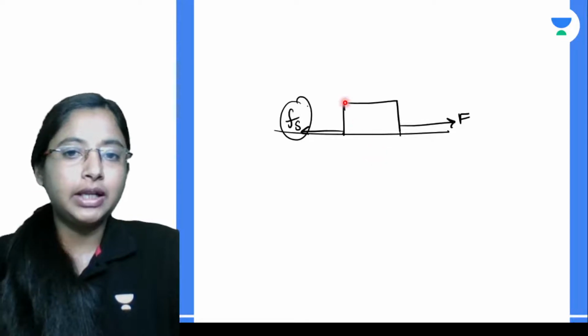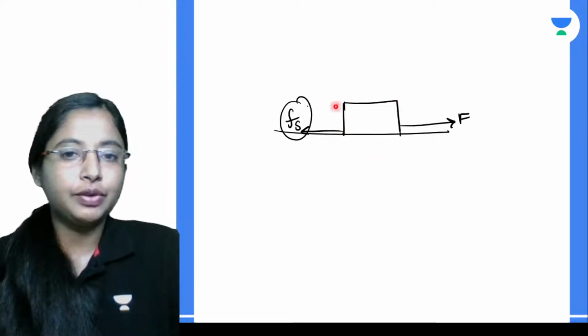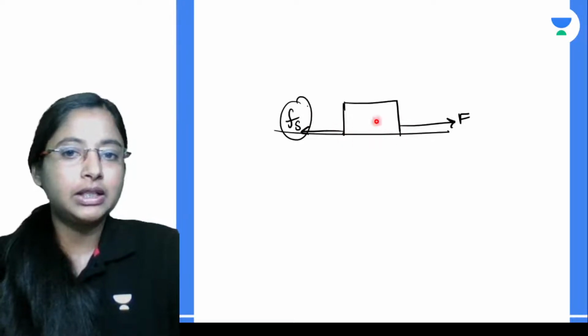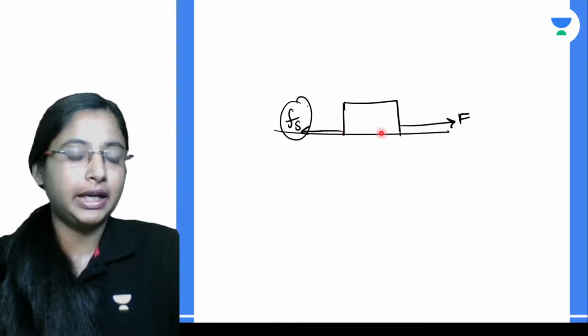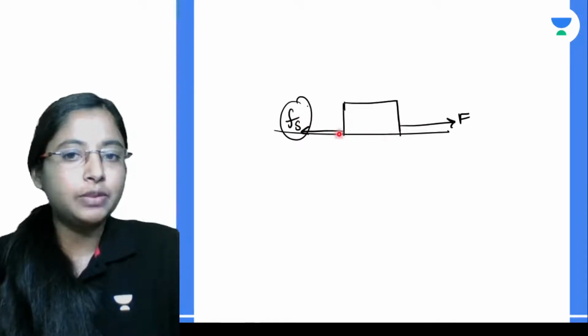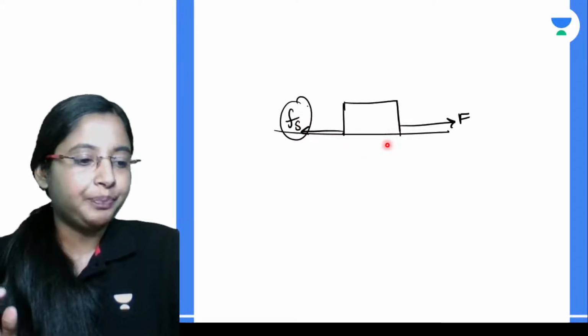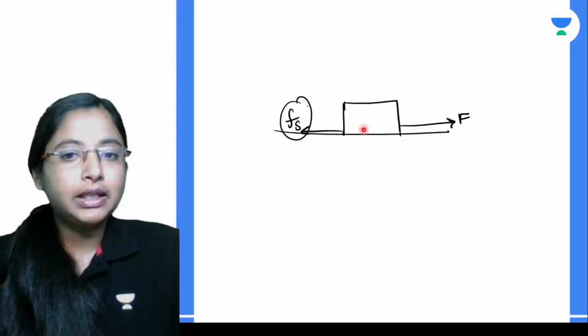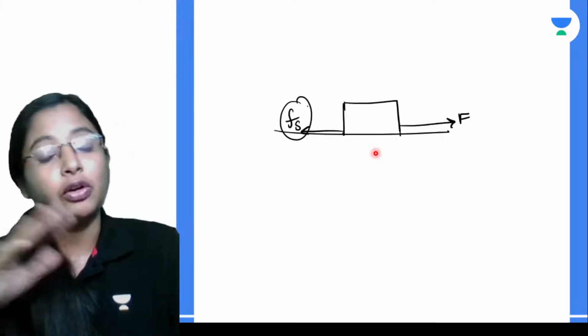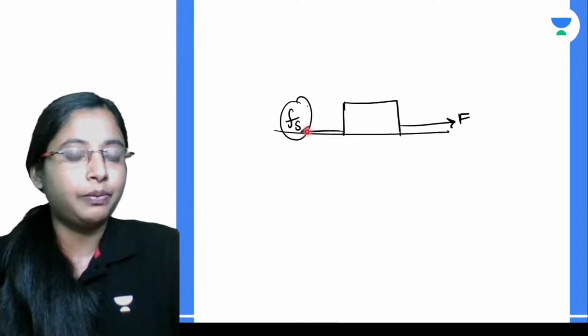But we would think that the static friction might depend on how much the contact surface area is, like what is the contact surface area between this object and this surface. But the static friction doesn't depend on this contact surface area. The surface area in which the object is in contact might be less or it could be more. Static friction doesn't depend on it.